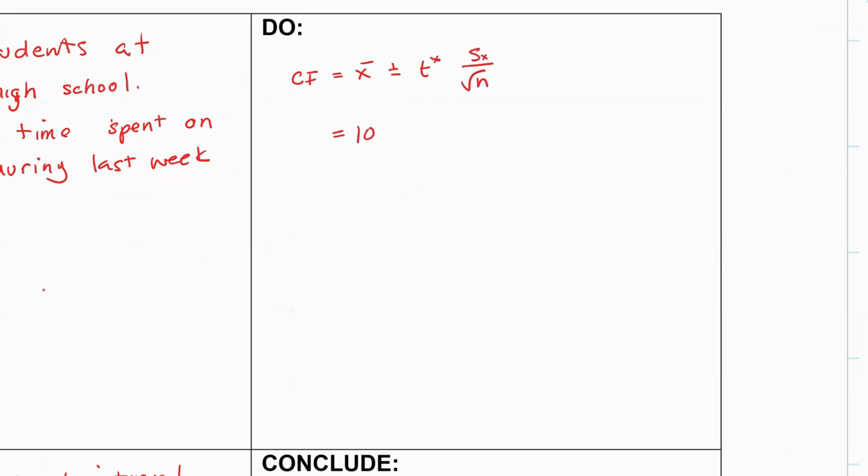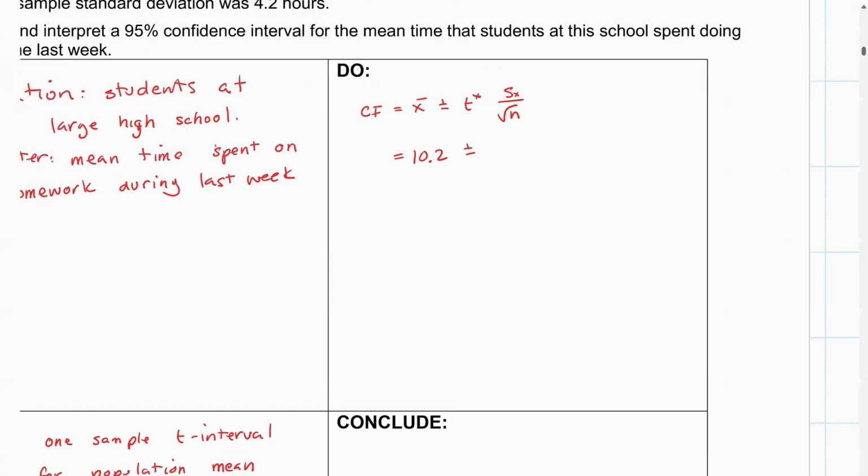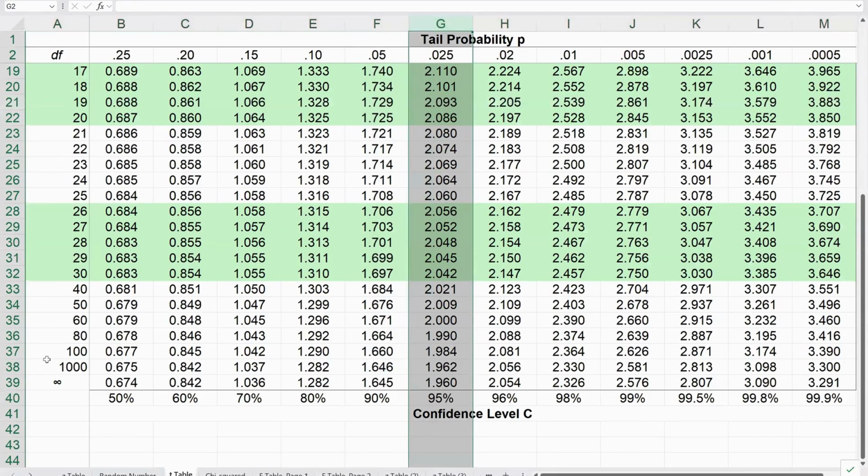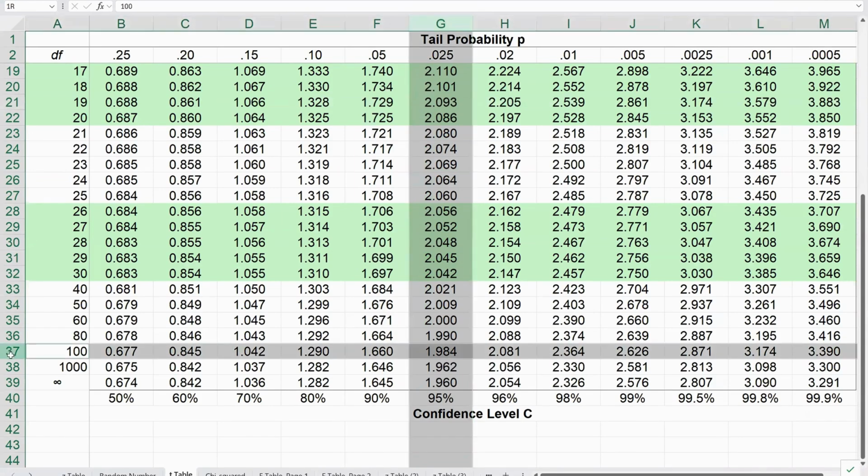And in this case, our sample mean was 10.2. We need to know 95% confidence when there is 249 degrees of freedom. So we're going to switch over to our table. We wanted 95% confidence, so that's that column. And then we look here and we're like, wait a second. We don't have 249 degrees of freedom to choose from. We have 100, we have 1,000. What are we to do?